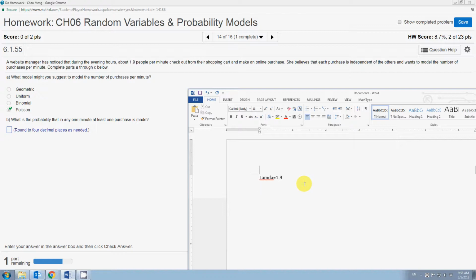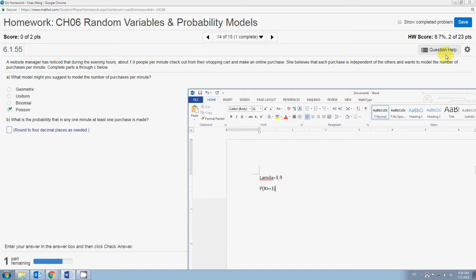And then what is the probability that we want to calculate? At least one purchase. What does that mean, at least one purchase? The random variable x, the number of purchases, is greater than or equal to 1. So that's the probability we want to calculate.